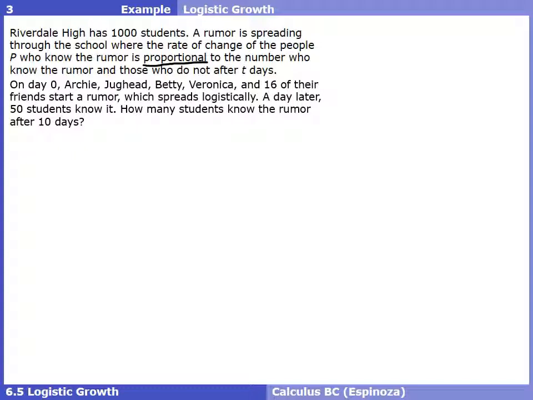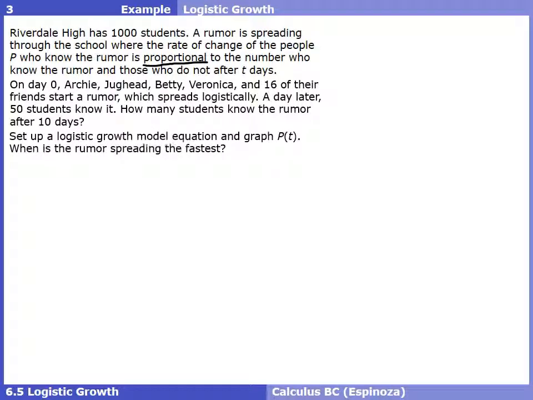Okay, so to figure this out, we need our logistic growth model equation so that we can plug in the time of 10 and answer this question. So that's what our task is. Set up a logistic growth model equation, also graph that equation, and then as a follow-up question, find when the rumor is spreading the fastest.